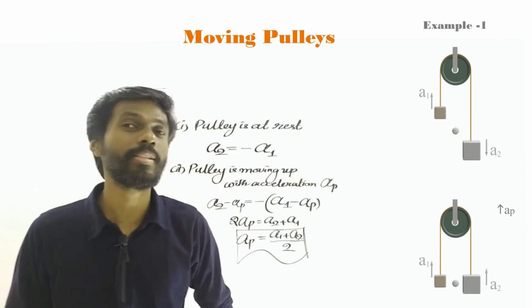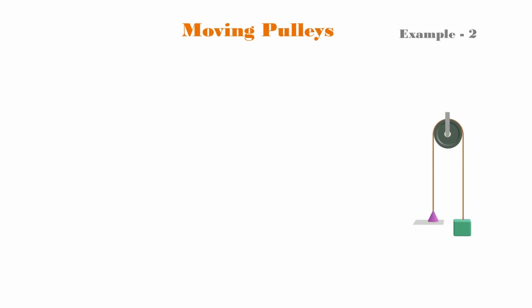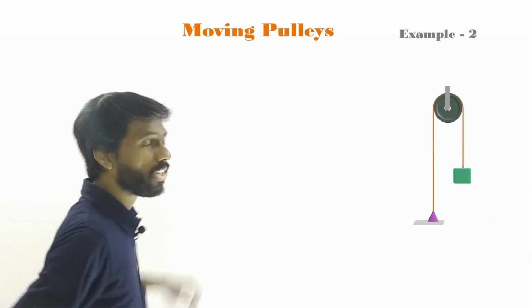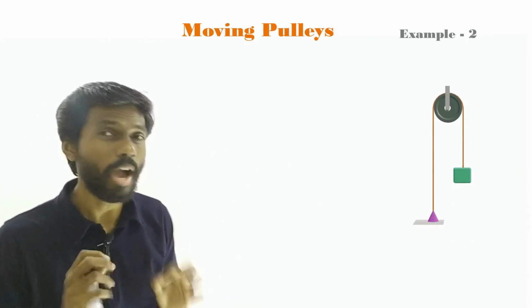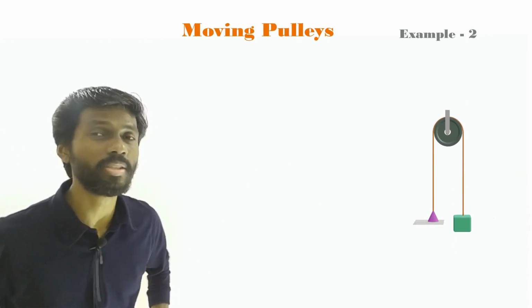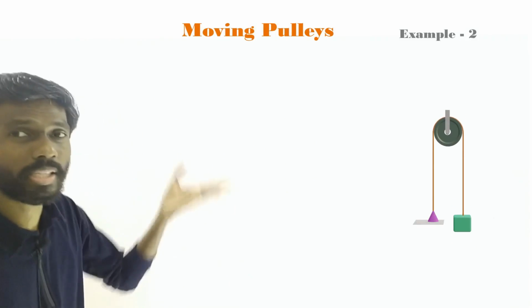So let us understand this more by taking some more examples. Let's take this example. Here the string is connected to a block, but the other end is fixed to the ground, right? Now we have to find the relation between the accelerations of the pulley and the block. Now the pulley goes up by some distance, say x units.